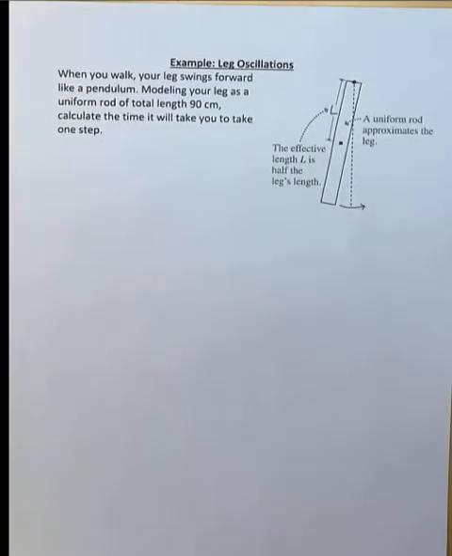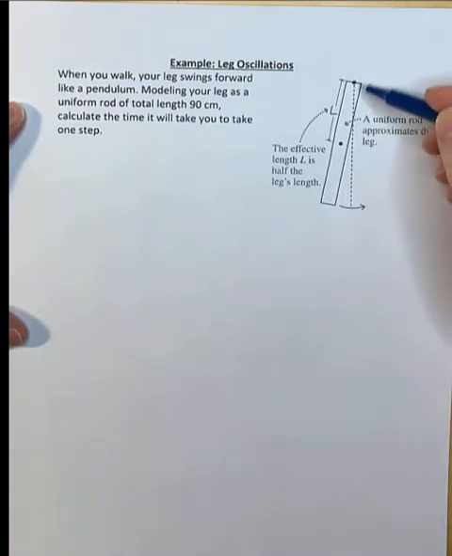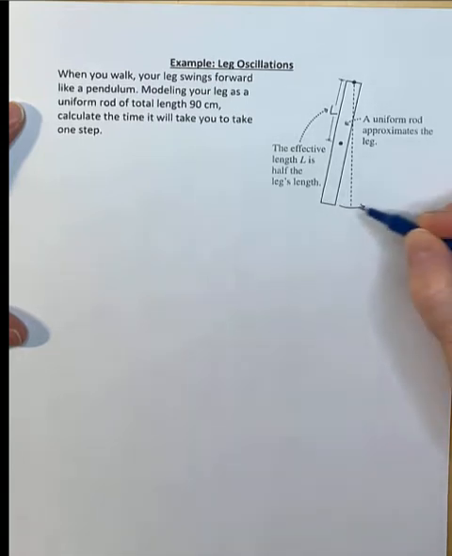Okay, here's a problem as an example for a physical pendulum. When you walk, your legs swing forward like a pendulum. Modeling your leg as a uniform rod of total length 90 centimeters, calculate the time it will take you to take one step. Okay, so what's shown here is the leg, and so it's an example of a physical pendulum. So your leg is going to swing forward and then backward like a pendulum.